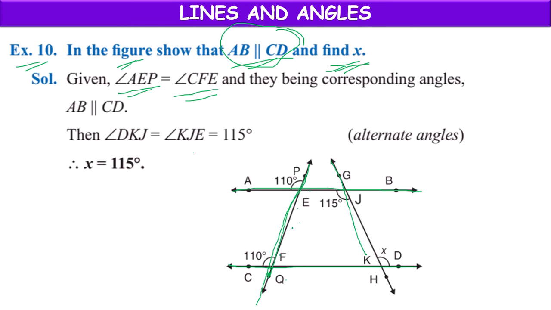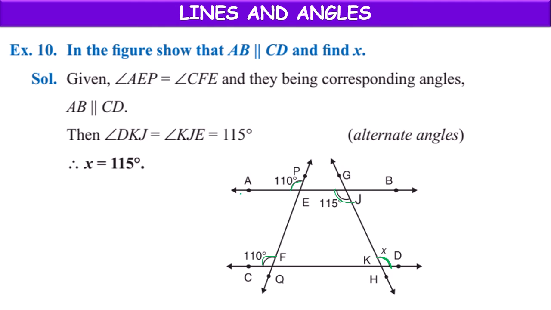PQ is a transversal to these two lines, and the GH line is also a transversal to these two lines. There we have two parallel lines and two transversals. This value is 110 degrees, this value 115 degrees they have given, and this X value we have to find out.